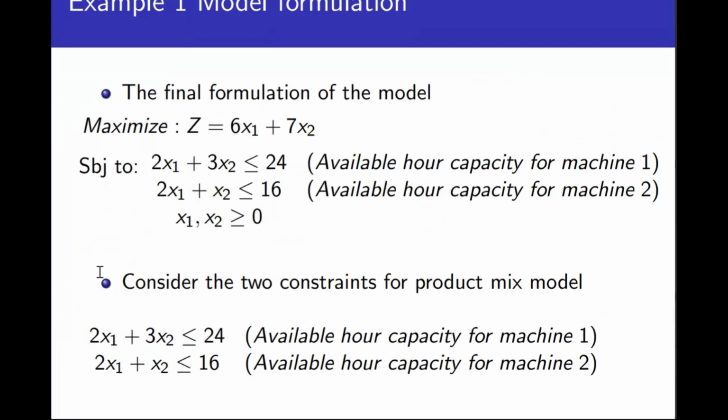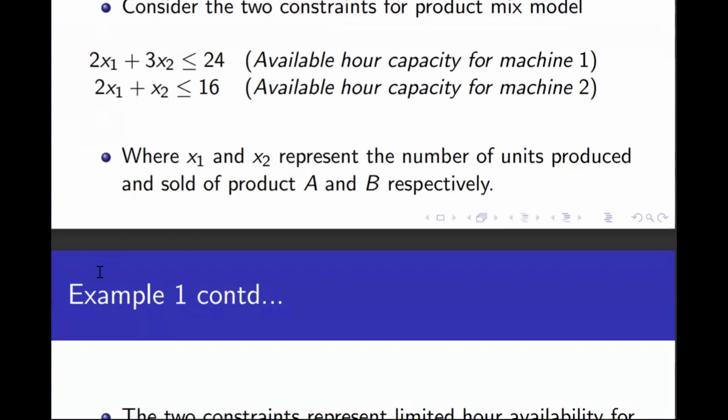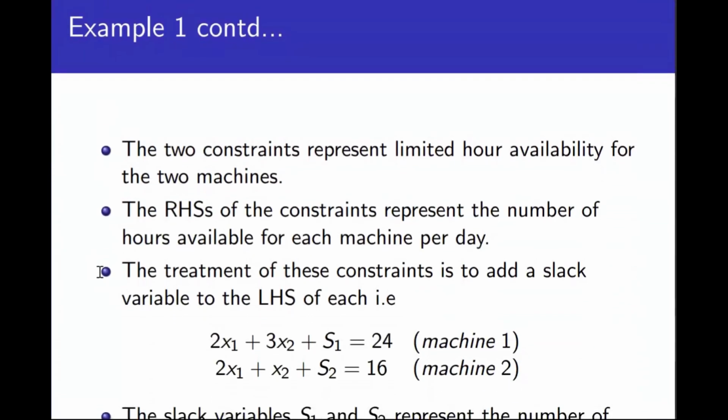So consider the two constraints for the product mix model. We have the first equation, 2x1 plus 3x2 is less than or equal to 24, available hour capacity for machine 1, and 2x1 plus x2 is less than or equal to 16, available hour capacity for machine 2, where x1 and x2 represent the number of units produced and sold for product A and B respectively. The two constraints represent limited hour availability for the two machines.